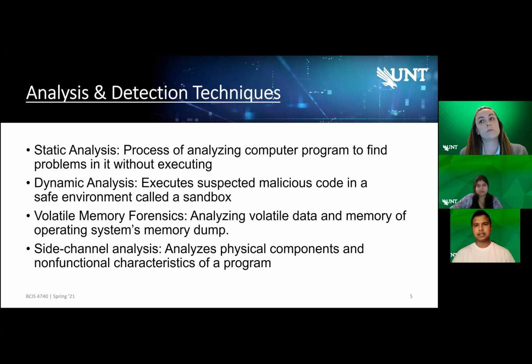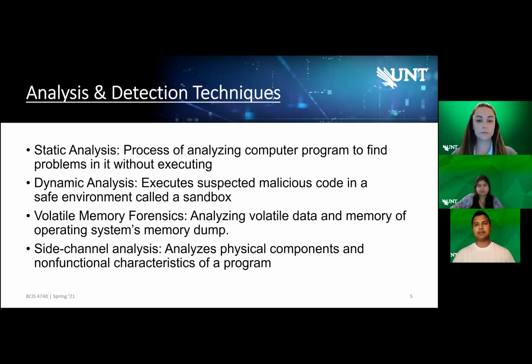The second step is volatile memory forensics. This is the analysis technique designed to extract useful information from the memory dump file and detect the presence of malware and its behavior.